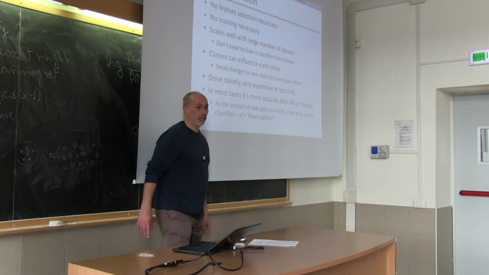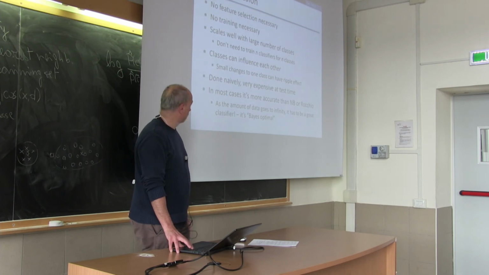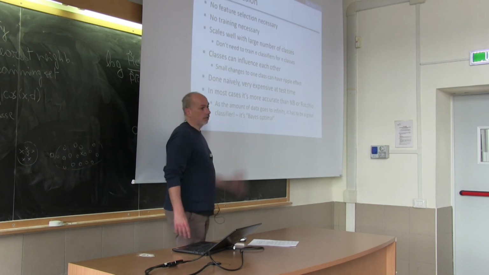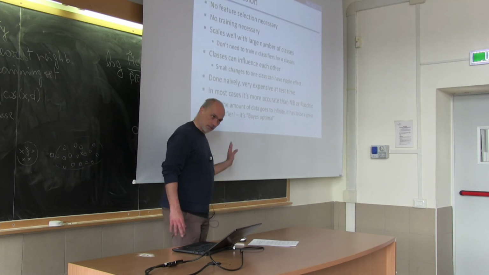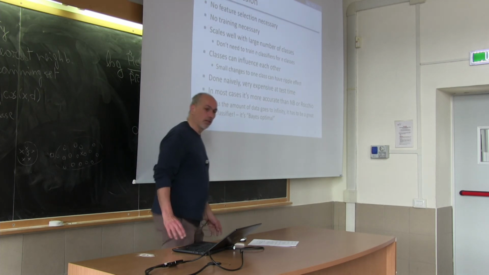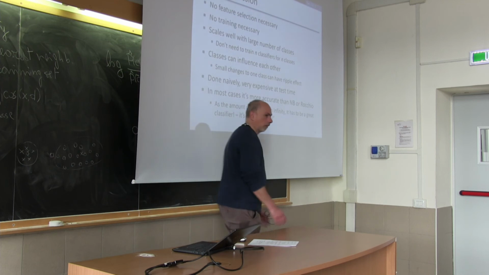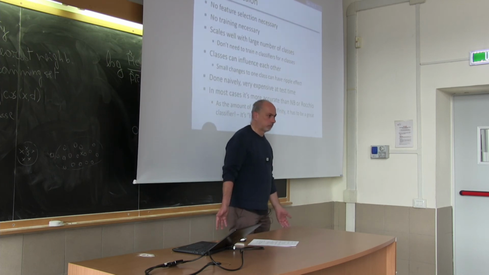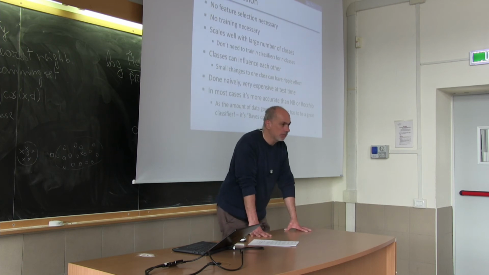There is one more issue. If you do it naively, as I was showing you, it will take a lot of time. It can be very expensive computationally. But in most cases, it's more accurate than naive Bayes or Rocchio. So this is a very good algorithm. And as they say, it's Bayes optimal. What does it mean? You machine learners, what does it mean? That it is optimal. Optimal with respect to what?